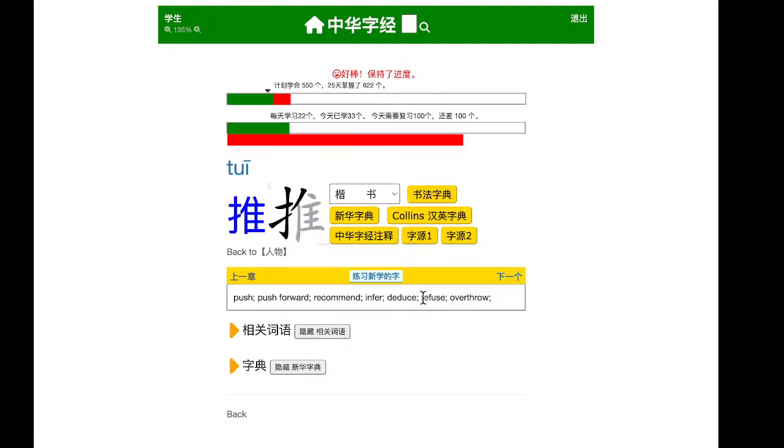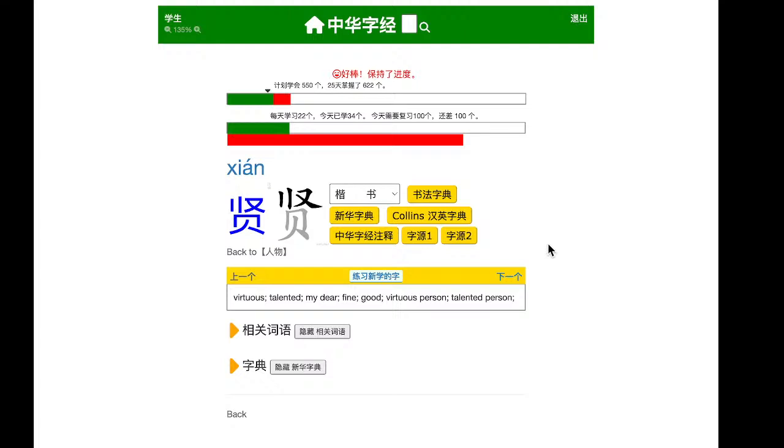有问题吗? Okay. 推 can also mean to refuse or to overthrow. Like 推翻 would be you push and you turn over. Overthrow, like when you're executing a coup and taking over the government, that kind of thing.